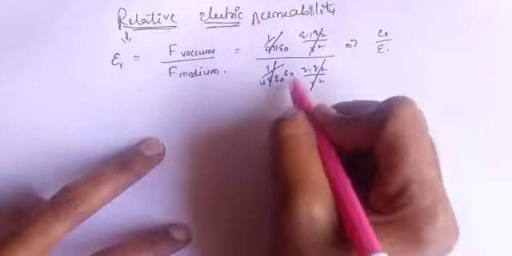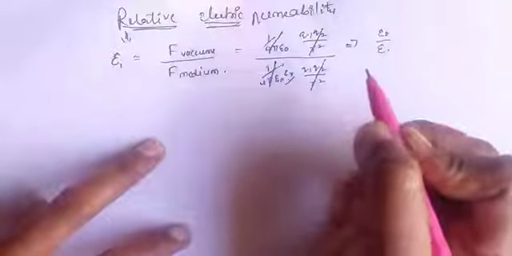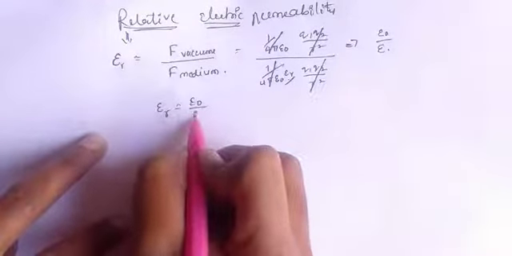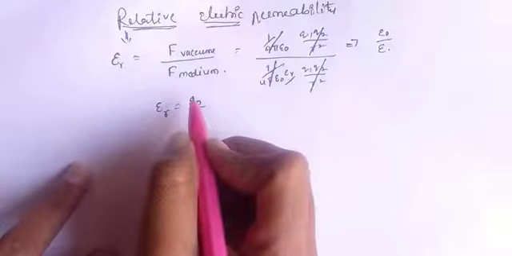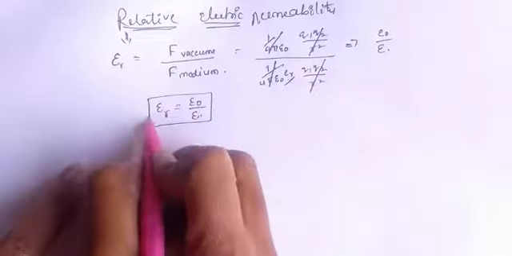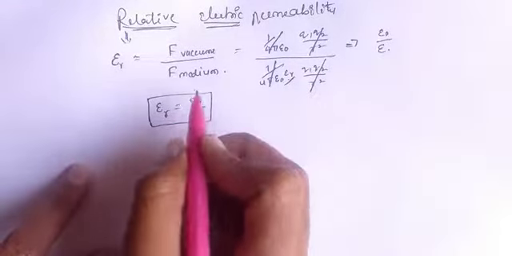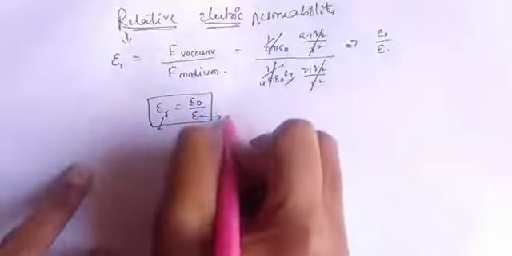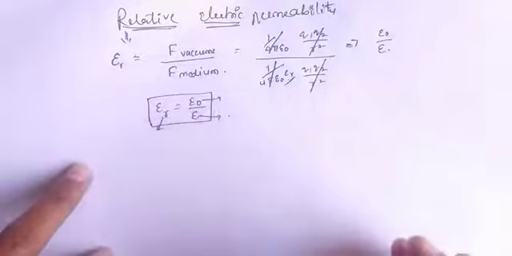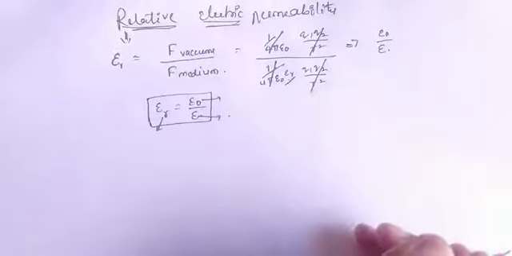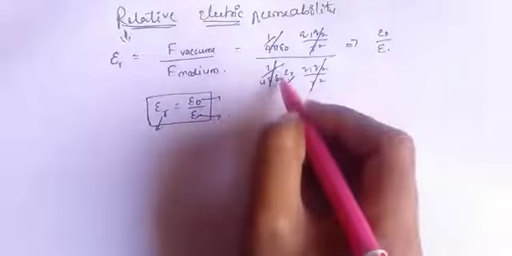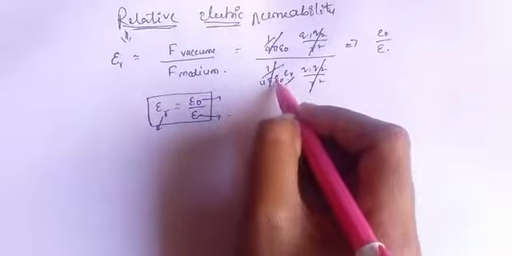Here those two can be considered as epsilon. So the relative permittivity epsilon R is equal to epsilon by epsilon naught, where epsilon is the permittivity in the medium and epsilon naught is the permittivity in free space. Now we have to get Coulomb's law in vector form. In the medium, we have to write only epsilon.